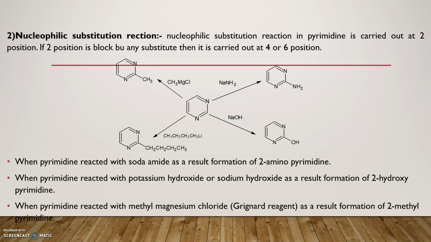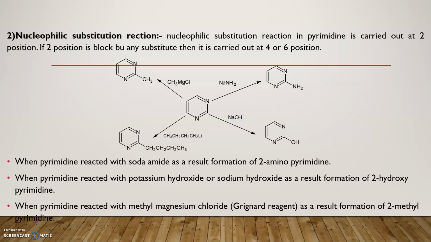When pyrimidine is reacted with sodamide, that is NaNH2, formation of 2-aminopyrimidine takes place. When pyrimidine is reacted with a base such as potassium hydroxide or sodium hydroxide, formation of 2-hydroxypyrimidine takes place. Likewise, when pyrimidine is reacted with methyl magnesium chloride, formation of 2-methylpyrimidine takes place.